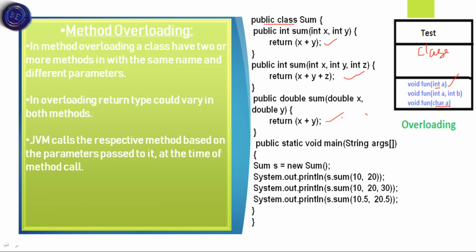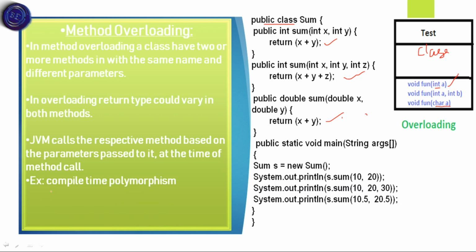JVM calls the respective method based on the parameters passed to it at the time of the method call. Here it is int x and int y, while in this method we have three parameters, and in this method we have double parameters. So JVM calls the respective method based on the parameters. Here it is int, so the integer method will be called. Here also int, so the integer method is called. Here it is double, so the fractional number method will be called. In this way JVM calls the respective method.